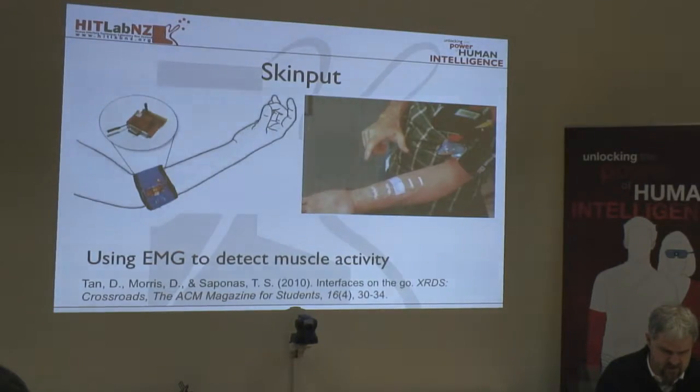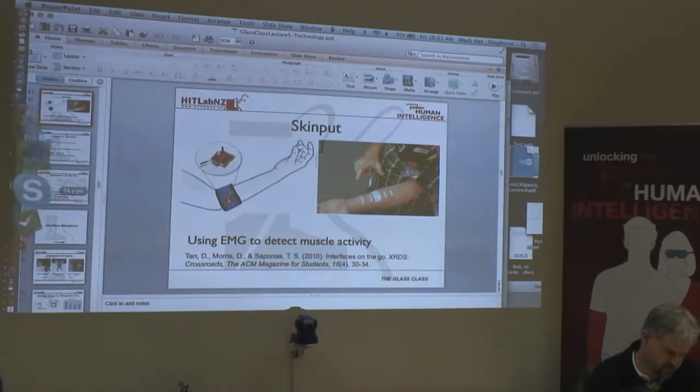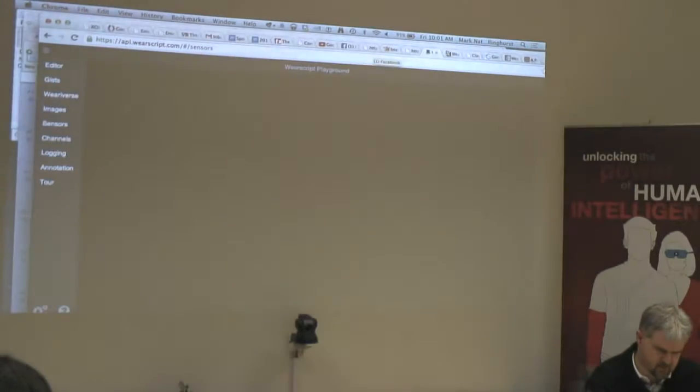Then Desney Tan from Microsoft was doing work on EMG. This is electromyography, and it can also be used to detect muscle activity. He had a very nice project called Skinput, where you would project onto your arm to make a menu on your arm, and then you could touch different parts of your arm and detect the touch as well. Let me show you a video of this one working. This is a project done at Microsoft 3 years ago. Let's see here.